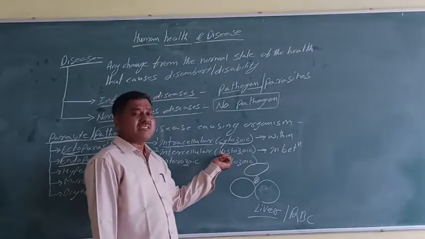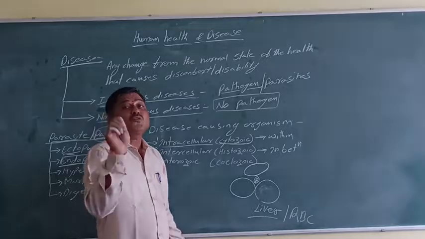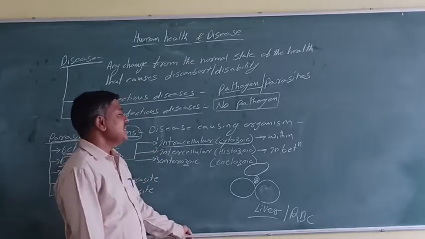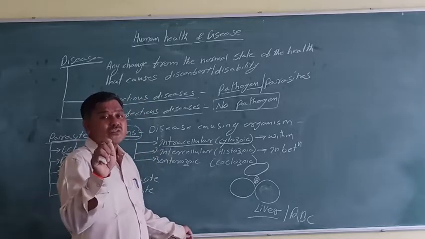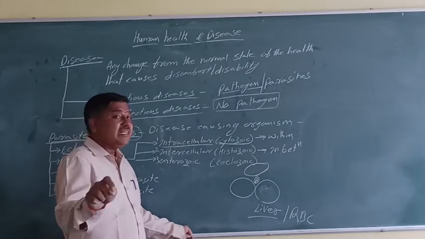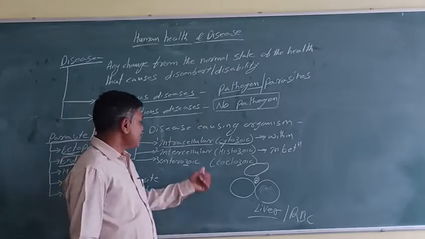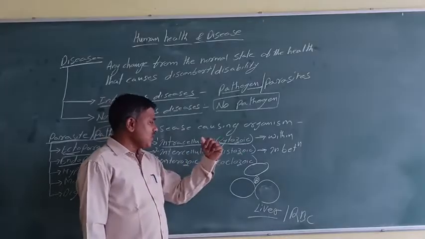And these parasites are also called histozoic. Histos means tissue. They are present in a tissue, not in the cell. So that's why they are called intercellular parasites.